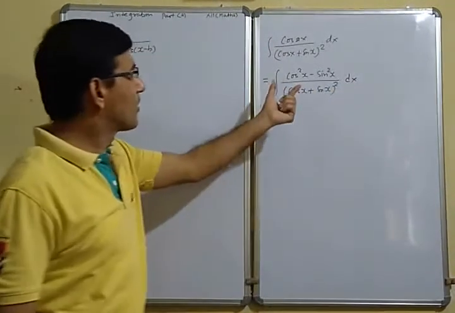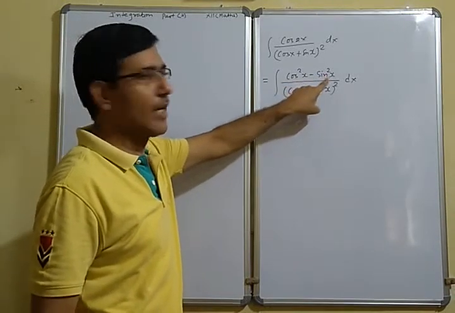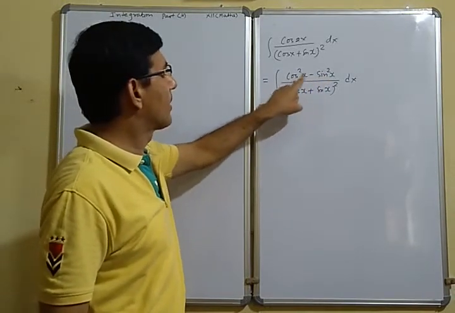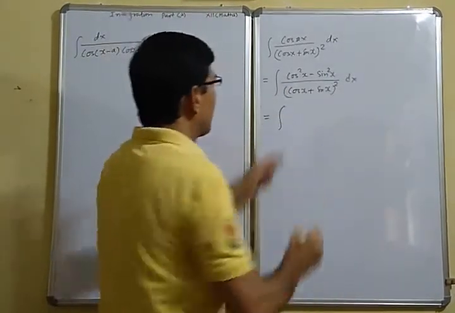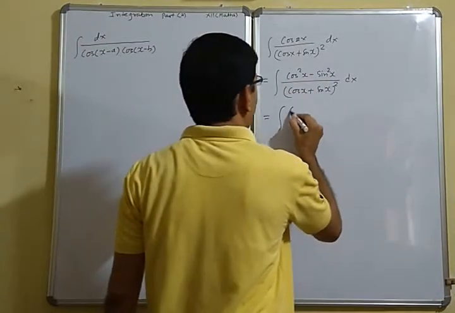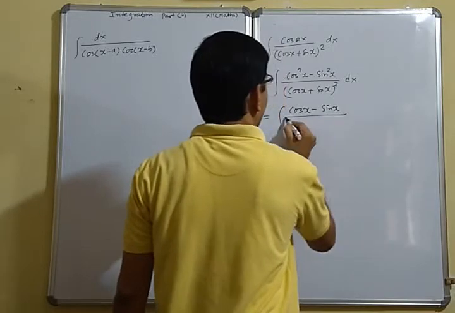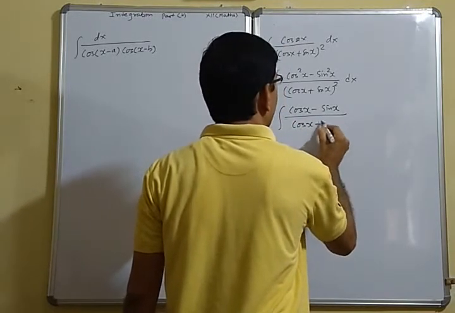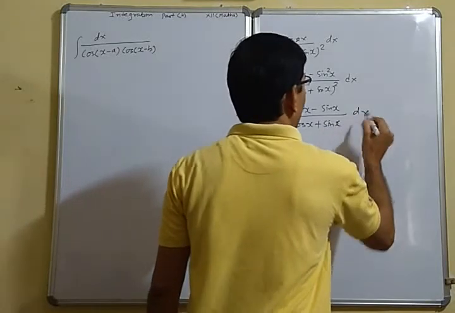Now here we will use the formula a square minus b square, that is (cos x minus sin x) and (cos x plus sin x). So the cos x plus sin x factors cancel out. Now this becomes cos x minus sin x divided by cos x plus sin x dx.